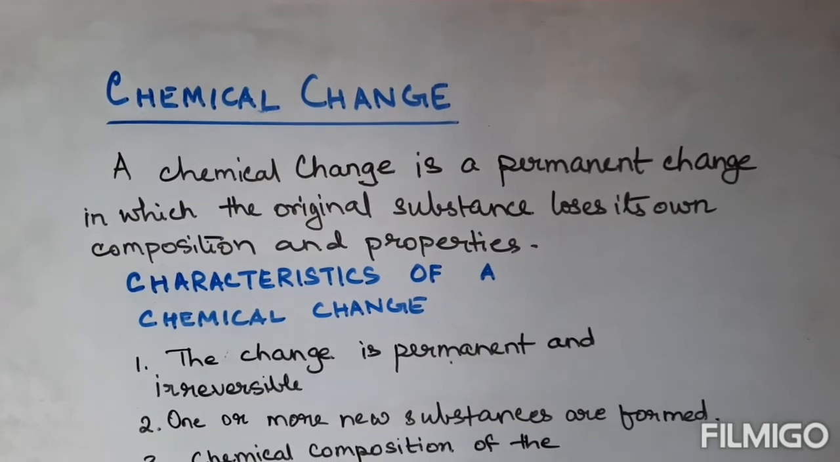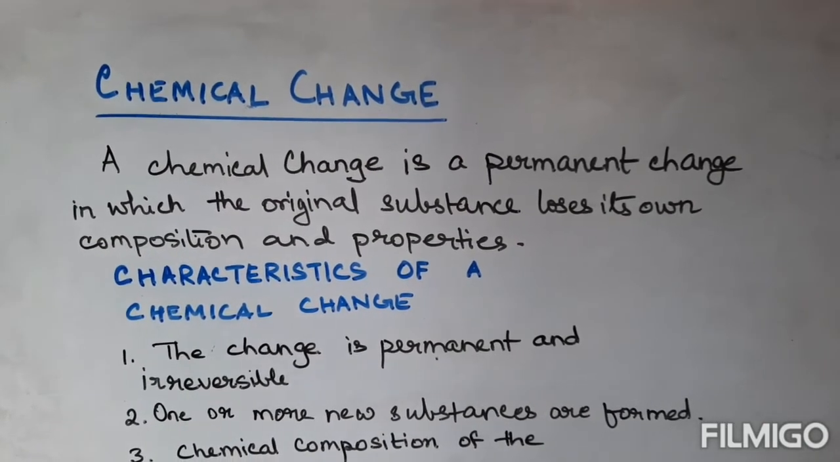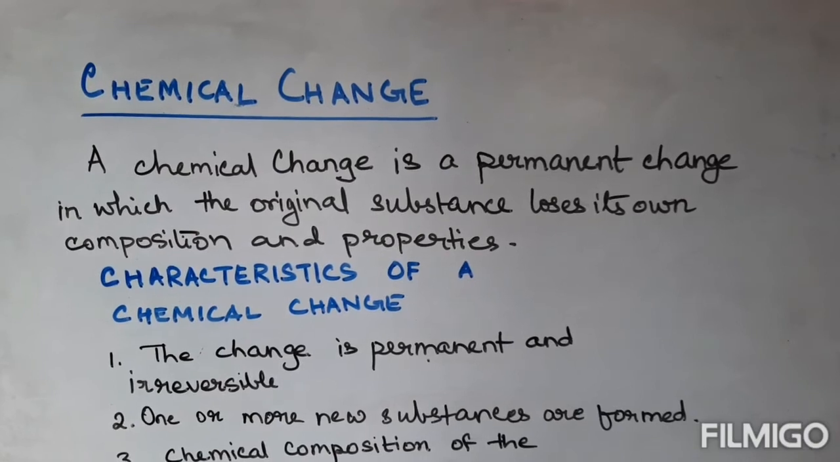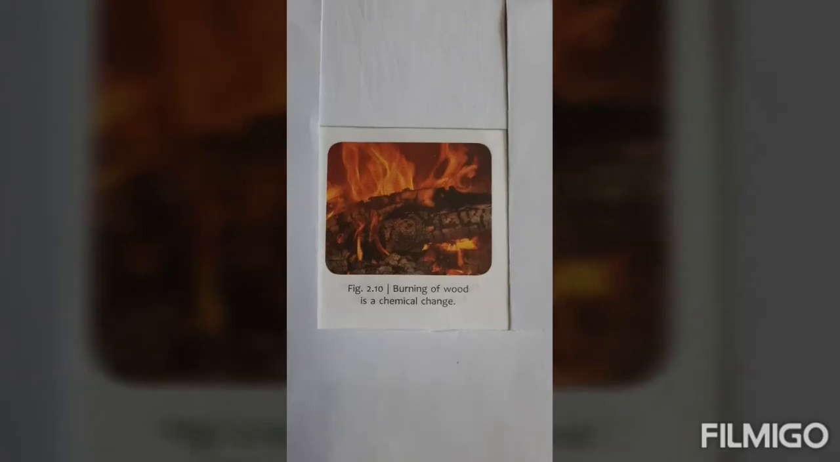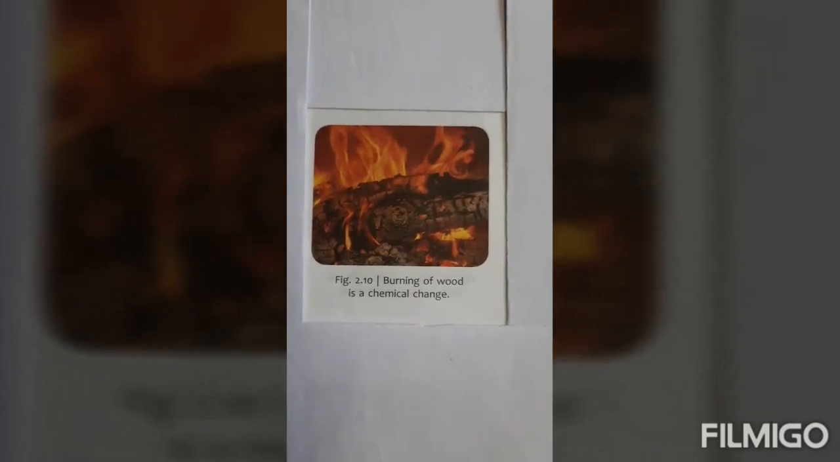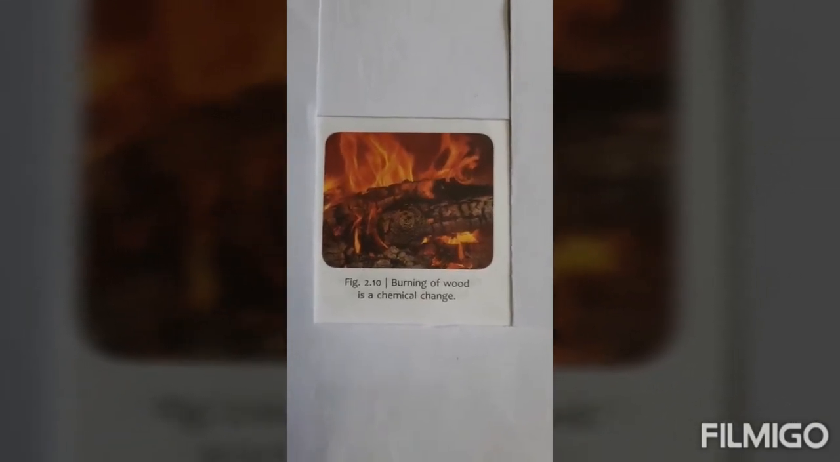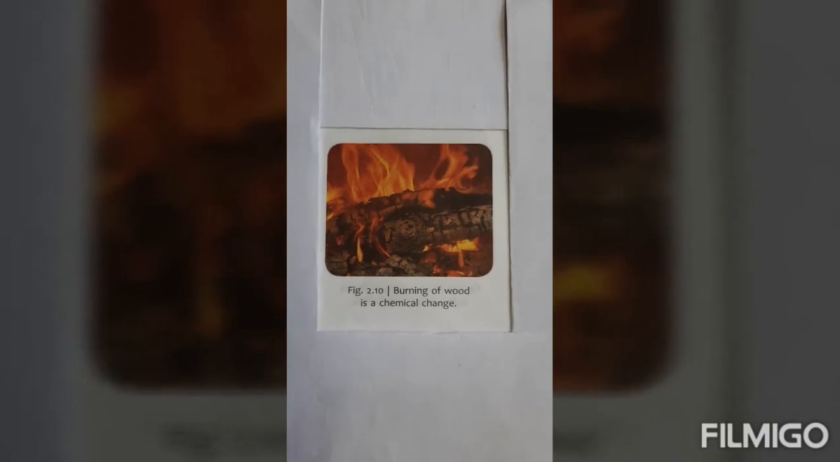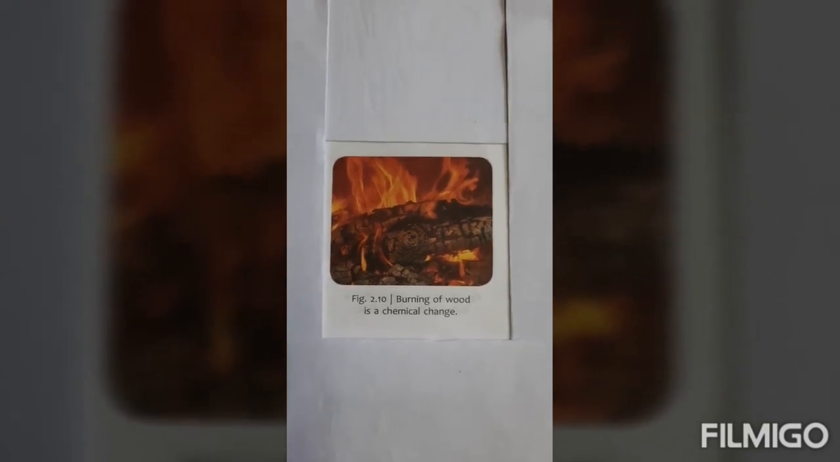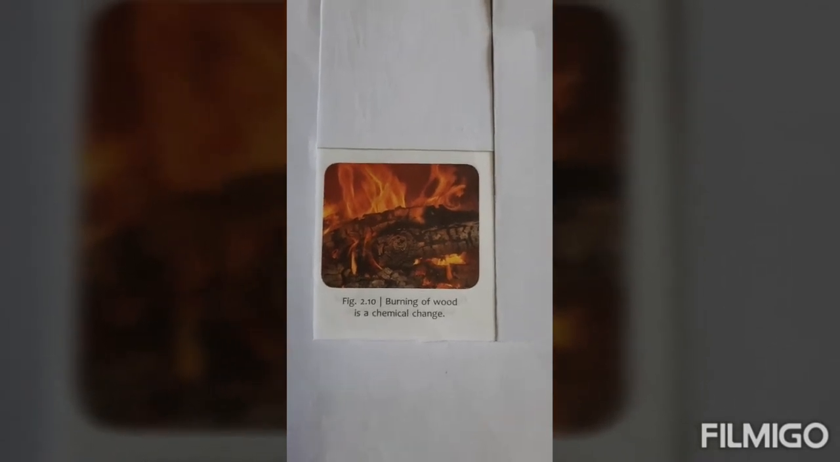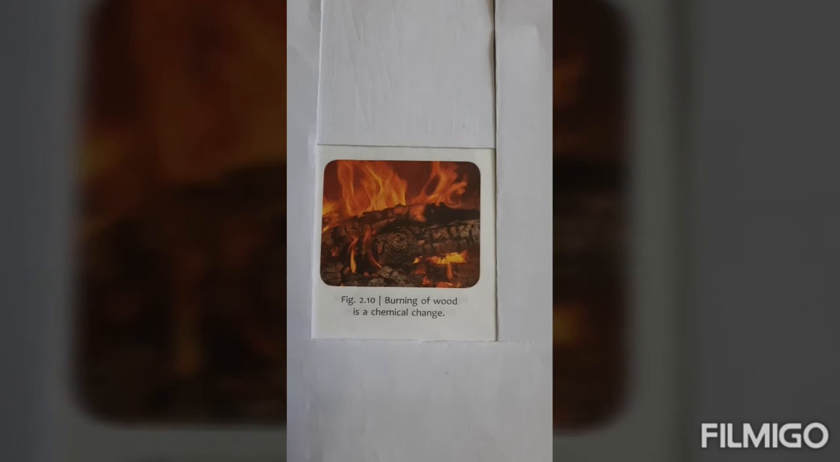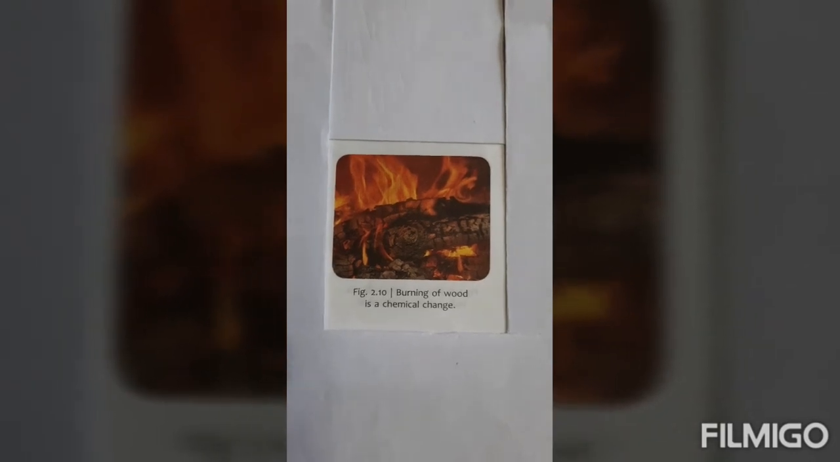Chemical change is a permanent change in which the original substance loses its own composition and properties and a new substance is formed. Burning of wood is a chemical change. It is a permanent change. It cannot be reversed back to its original form. New substances are formed with entirely different physical and chemical properties, and it involves exchange of energy in the form of heat and light.